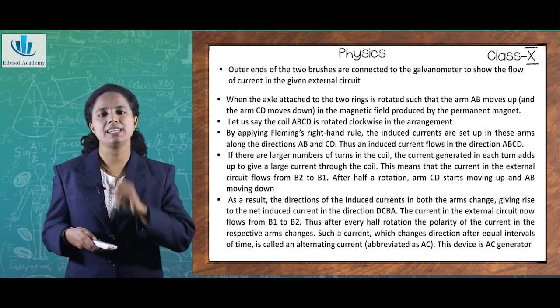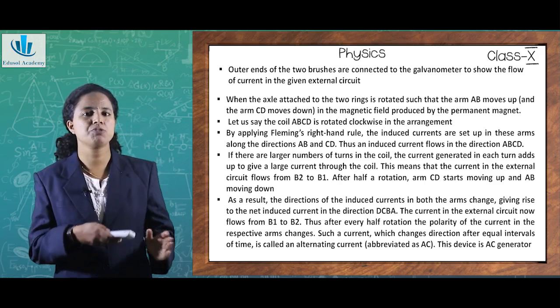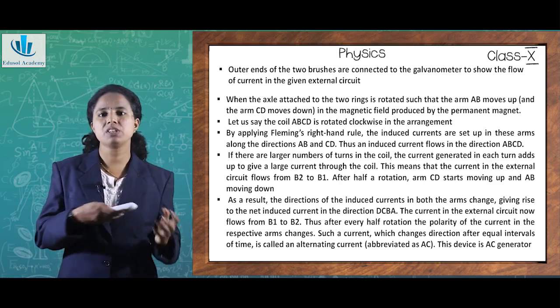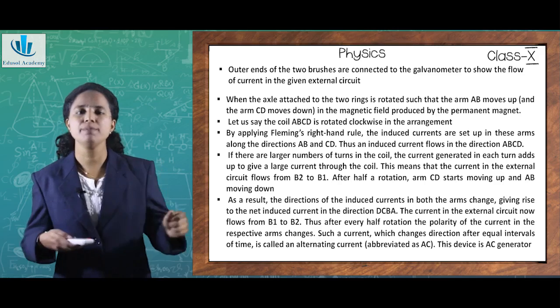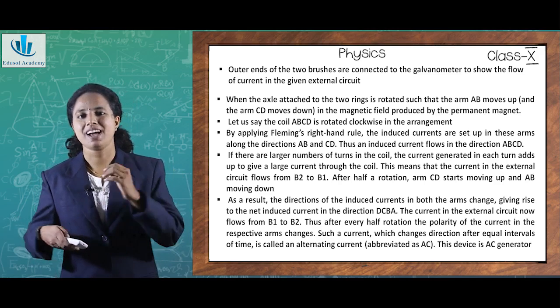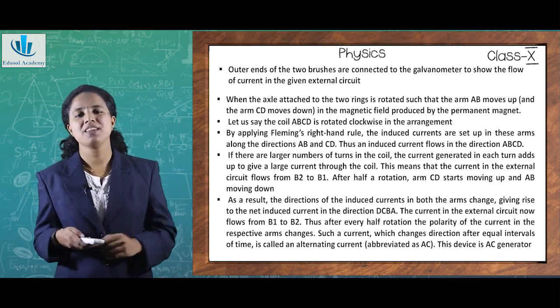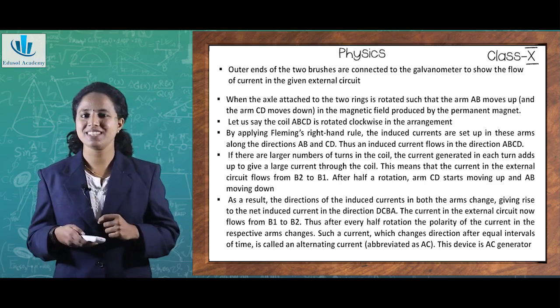So it is obtained that after every half rotation, the polarity of the current in the respective arms changes. So that is an AC current, isn't it? A current which changes direction after equal intervals of time is called an alternating current, isn't it?